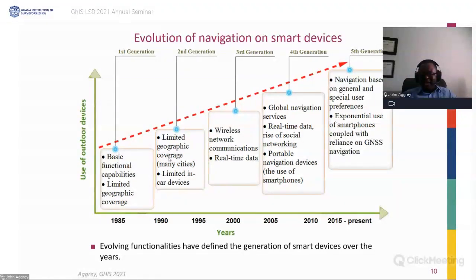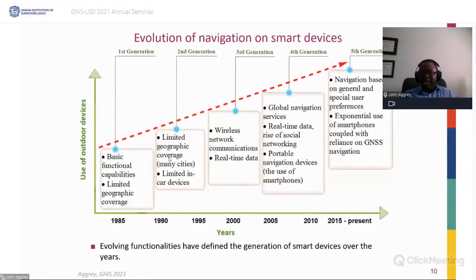But getting to the mid 90s, between 1990 and 1995, that is when it started to evolve. It brought out the second generation of smart devices. In other words, we were seeing more cities being added.